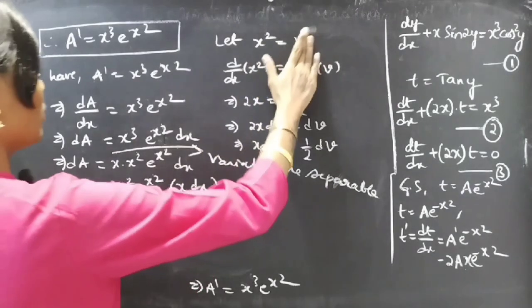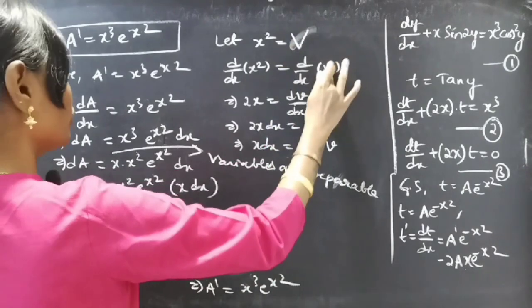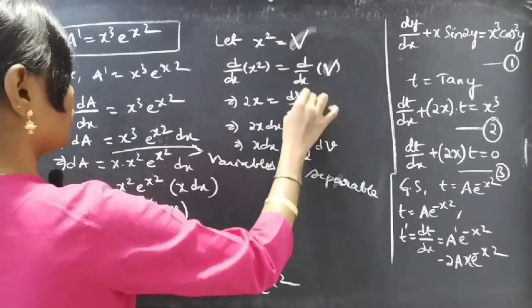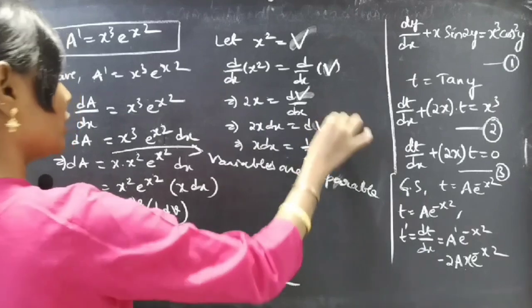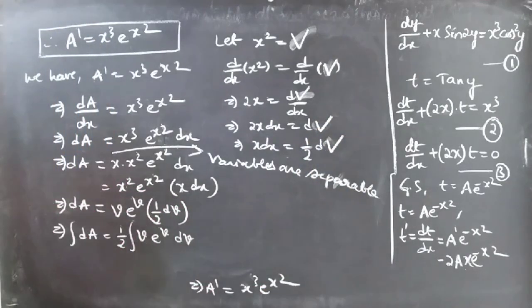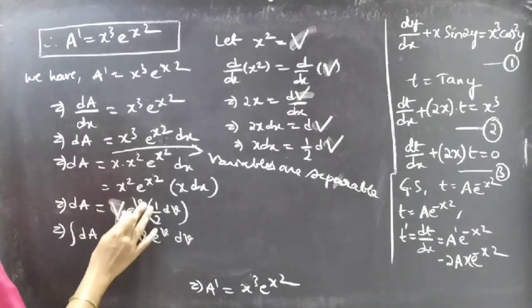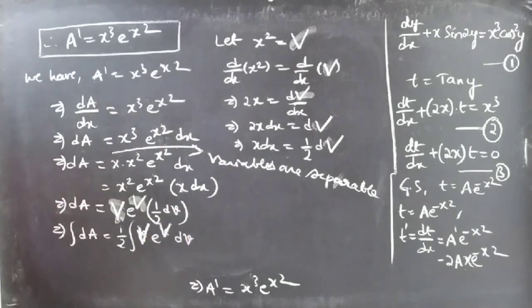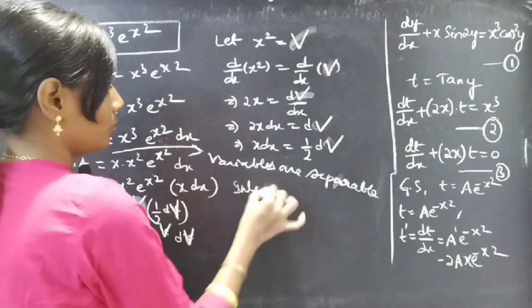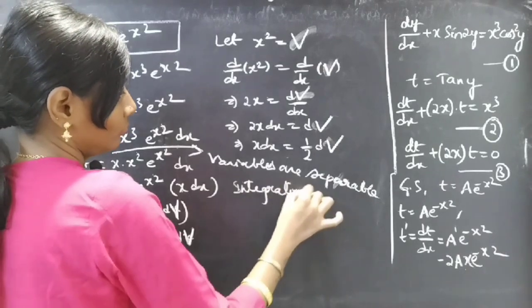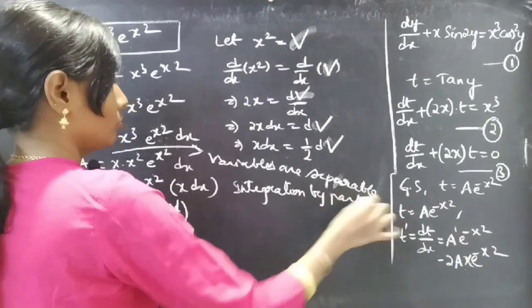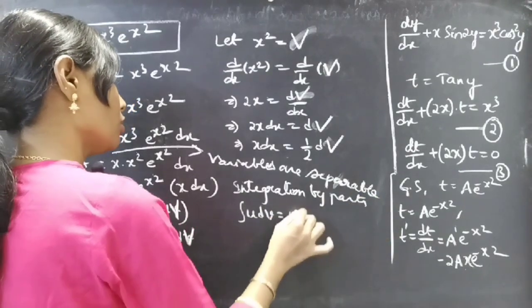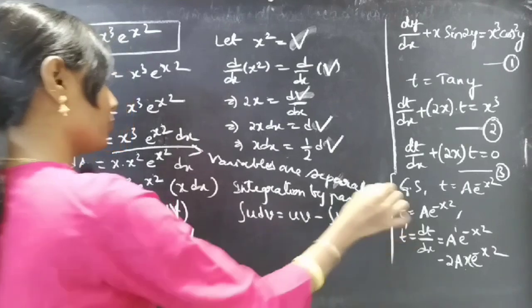Or consider this v as capital V, because I'm going to use a formula which needs small u and small v, so I am changing it to capital V. We know the integration by parts formula: integral u dv equal to uv minus integral v du, right?